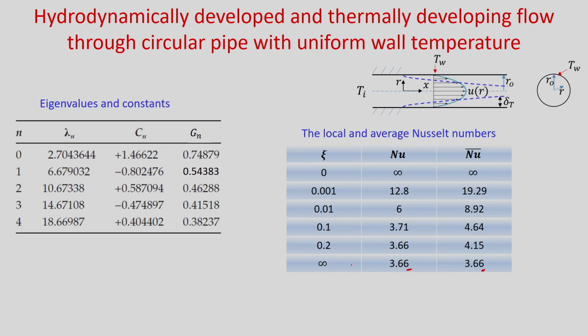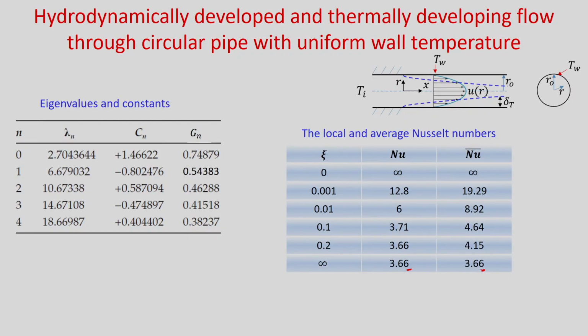So, you can see, whatever expression we have derived for the temperature profile and the Nusselt number is valid for the developing region as well as the developed region. Okay. You can see that if x tends to infinity, then we get back the Nusselt number which is constant and which we found earlier. That is 3.66. You can see this from this table.